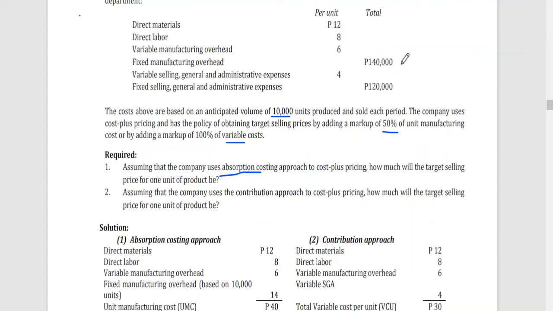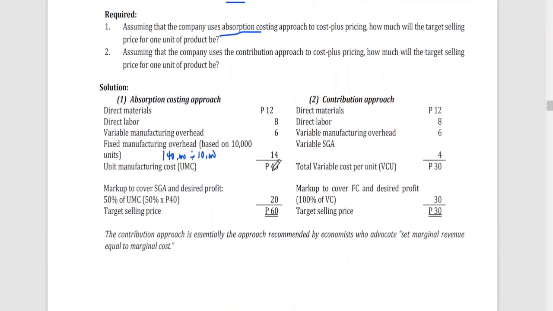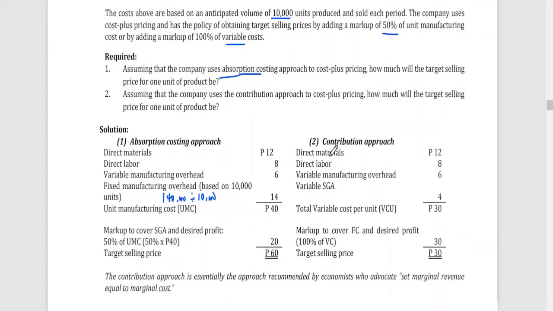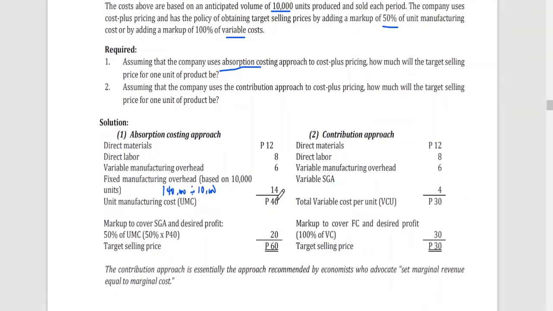So to get your rate per unit, 140,000 divided by 10,000 units. Okay, so that would be 14 pesos per unit. So the total manufacturing cost now is 40 pesos. And since the policy is 50% of the manufacturing cost, 50% of 40 pesos is 20 pesos. Now your selling price would be set at 60 pesos.